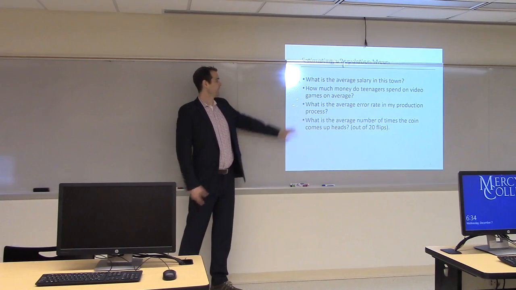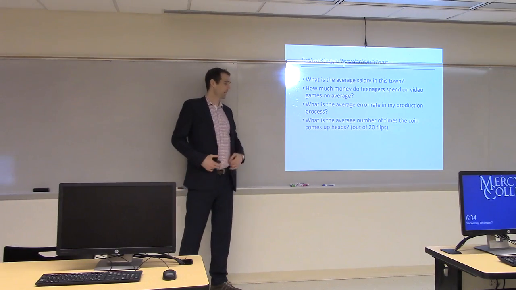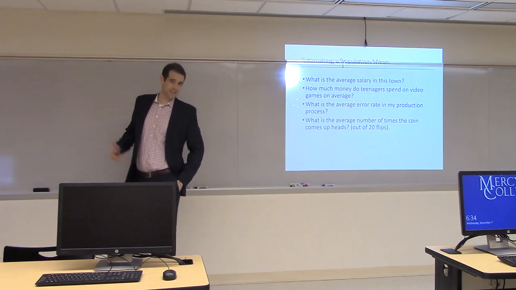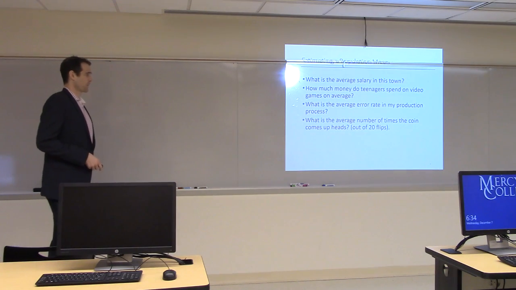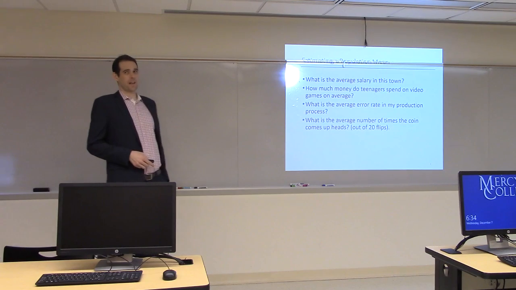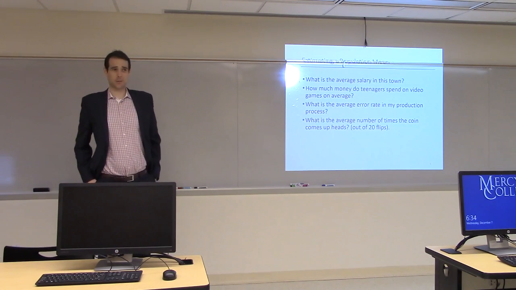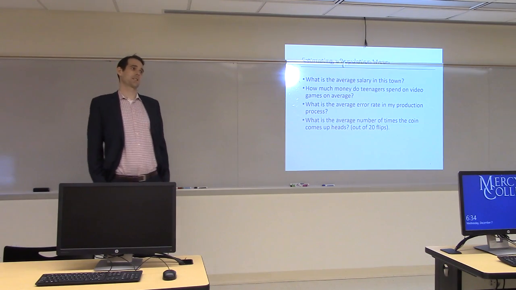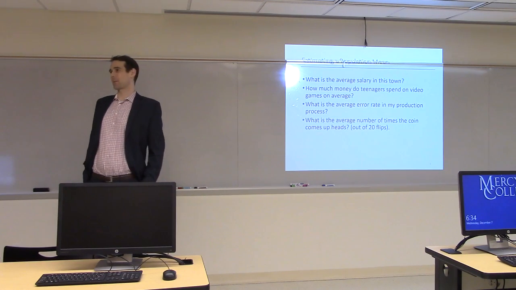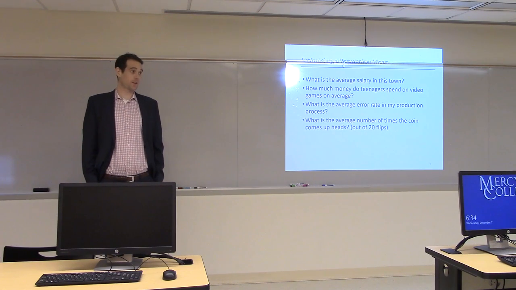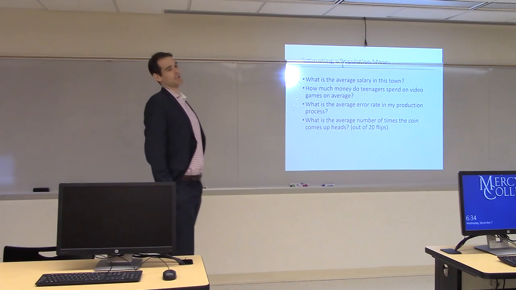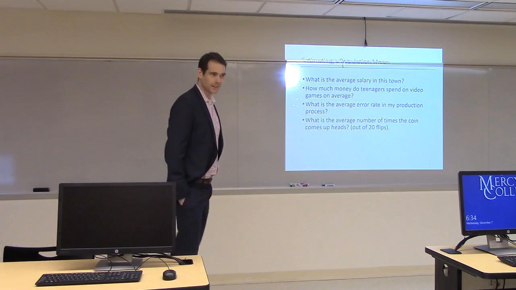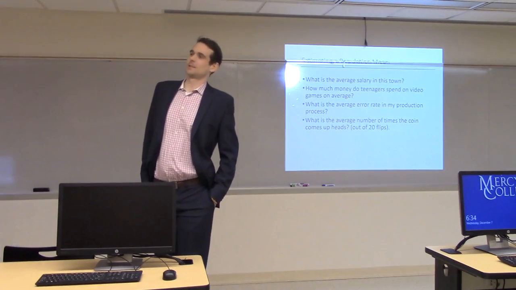Think about how we would. What is the average error rate in my production process? Another example of a population mean. What is the average number of times the coin comes up heads? Remember that experiment we did? We flipped a coin 20 times. What's the average number of times it came up heads? Well, there was a mean that we determined graphically. So we'll go through a thought process assuming we do not know that. And how would we sample for it?